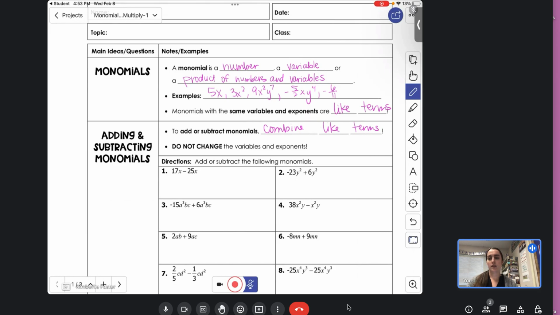Alrighty guys, this lesson is adding, subtracting, and multiplying monomials. It is for February 14th, so happy Valentine's Day.